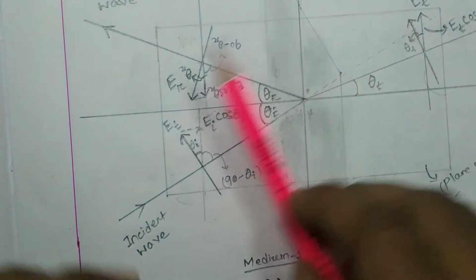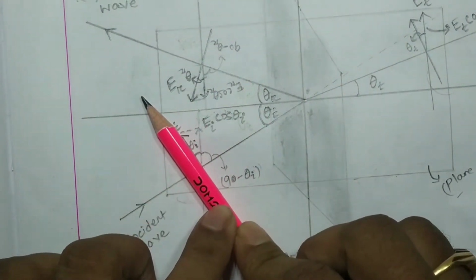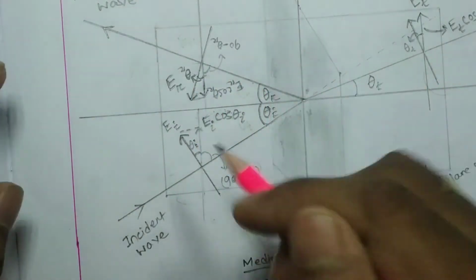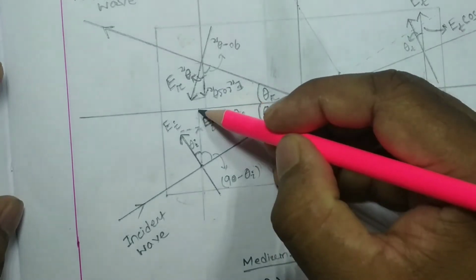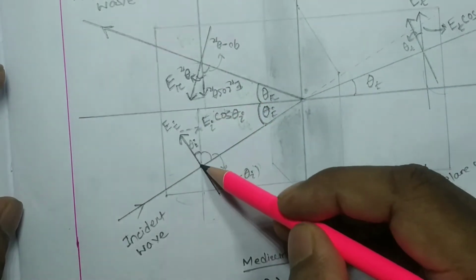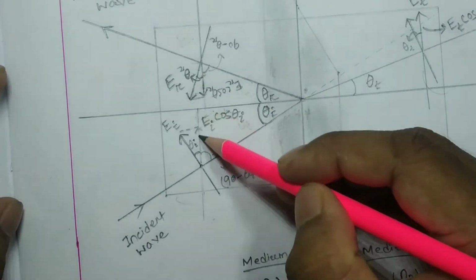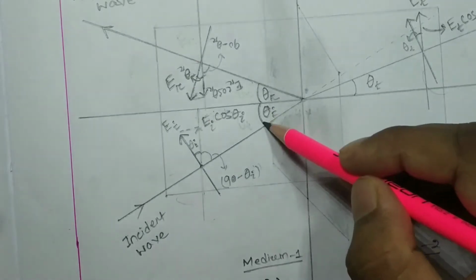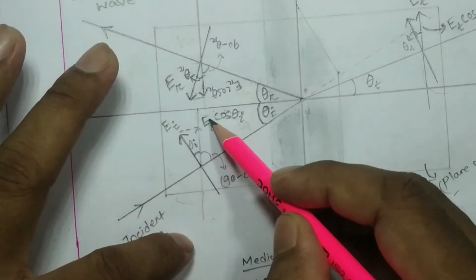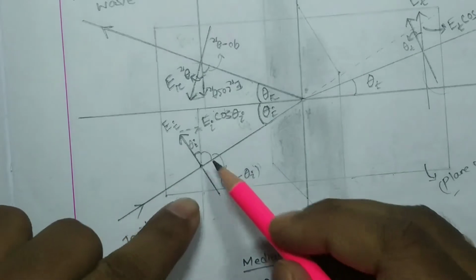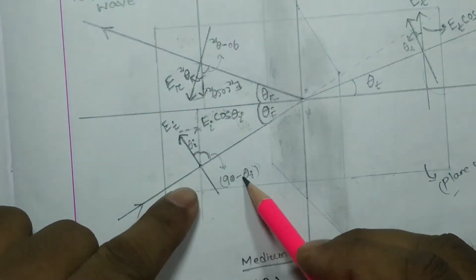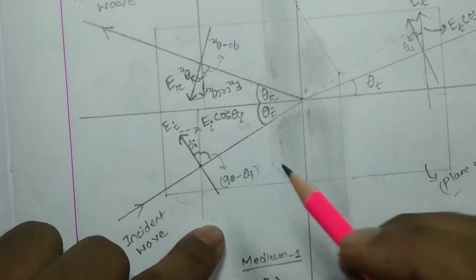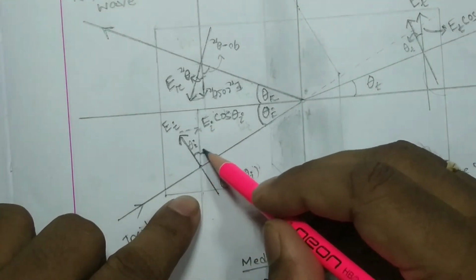See, when this one is your incident electric field, I am going to draw a perpendicular from here passing through this point. This perpendicular I have just drawn. So this is theta I, this angle is 90 degrees, right? So this angle will be 90 minus theta I, right? This angle is 90 minus theta I. However, this full angle is 90 degrees, right?